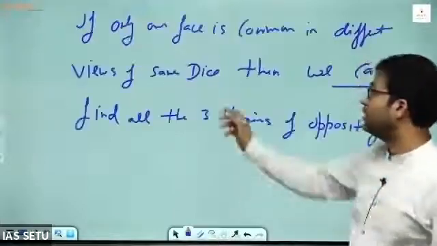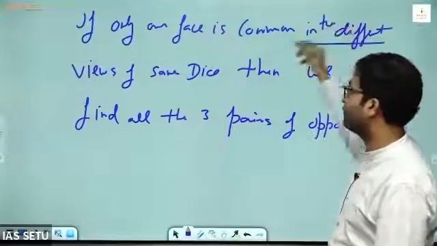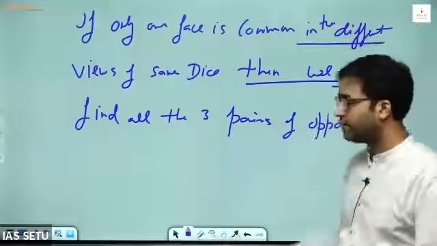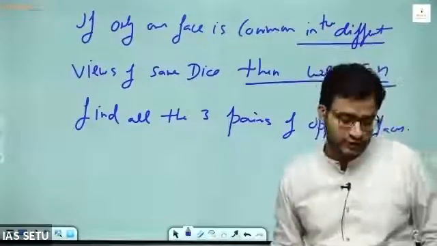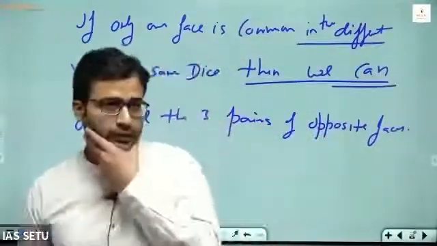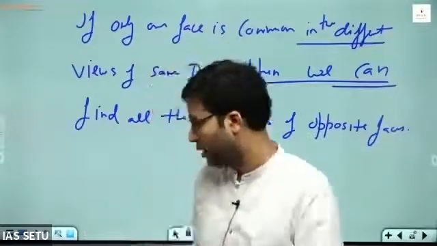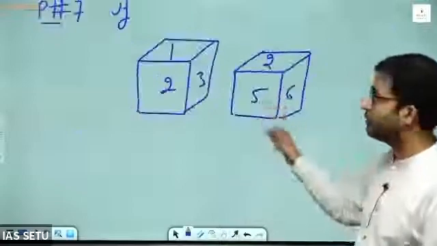What is 7 here? If only one face is common in 2 different views of same dice, then we can find all the 3 pairs of opposite faces. We can. It's like Modi concept. Good days will come, don't know how, but they will come. So here also we can find.